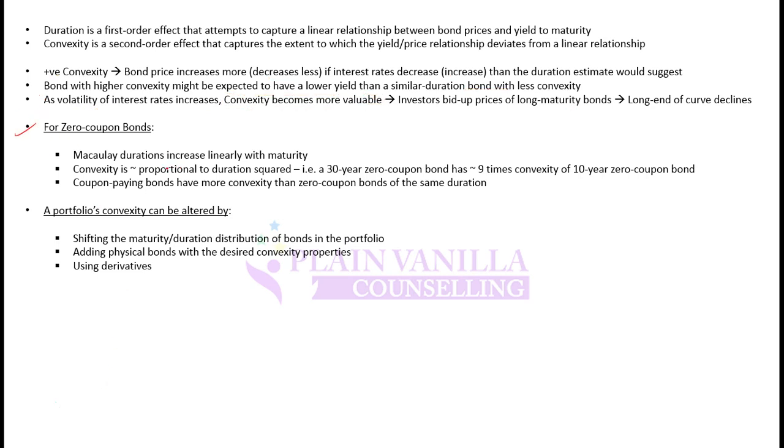For zero coupon bonds, Macaulay duration increases linearly with maturity. Convexity is proportional to duration squared, that is, a 30-year zero coupon bond has approximately 9 times the convexity of a 10-year zero coupon bond. So if your duration is increasing, your convexity will increase, and the relationship is approximate.